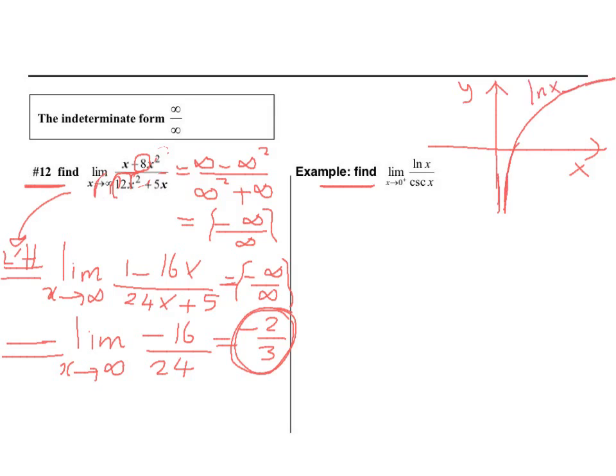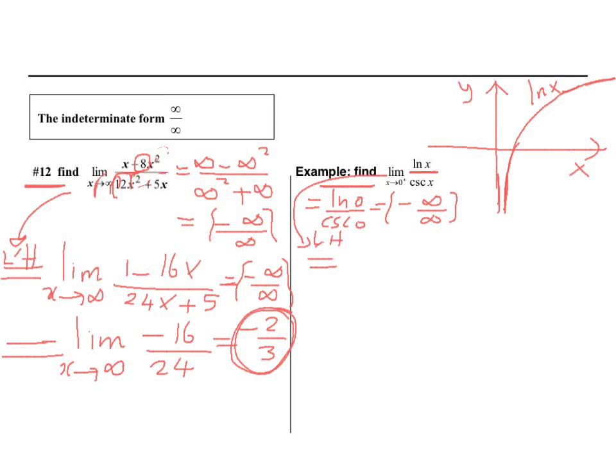So anyway, to apply the rule, we have a ratio here. This is what we need. And the ratio by substitution is ln 0 divided by cosecant 0, which is minus infinity divided by infinity. So we have infinity by infinity. So the limit, which is this, is equal to, using L'Hopital's rule now.